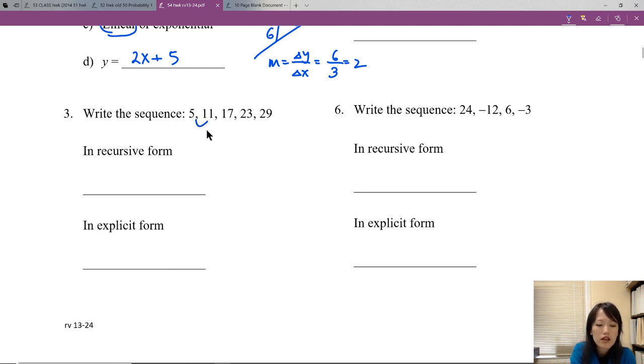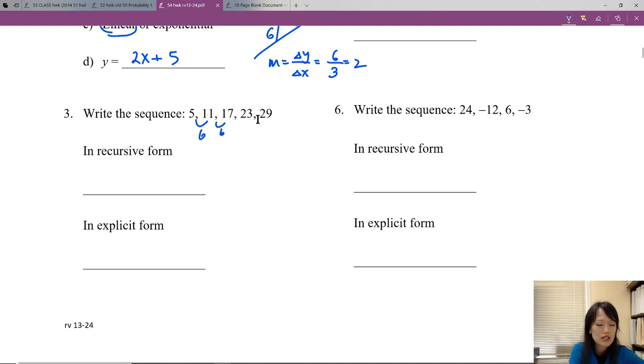Is this exponential or linear? Add 6, add 6. This is the linear case. This is the same one as earlier. 5, 11, 17, 23. If you write the expression in explicit form, what would you write? You would have, actually, is this right? 5, 11, 17, adding by 6, right?